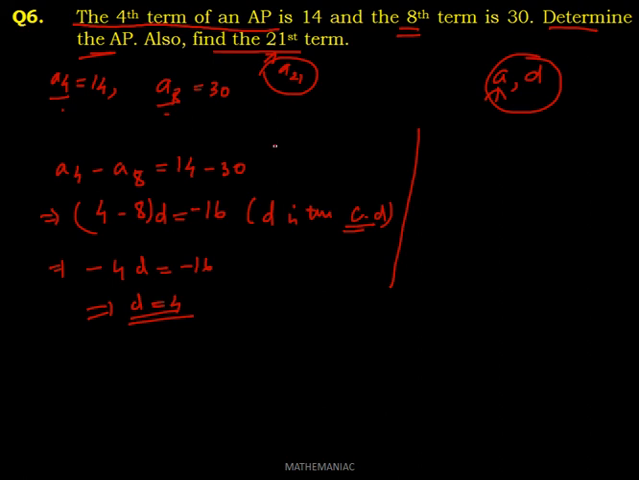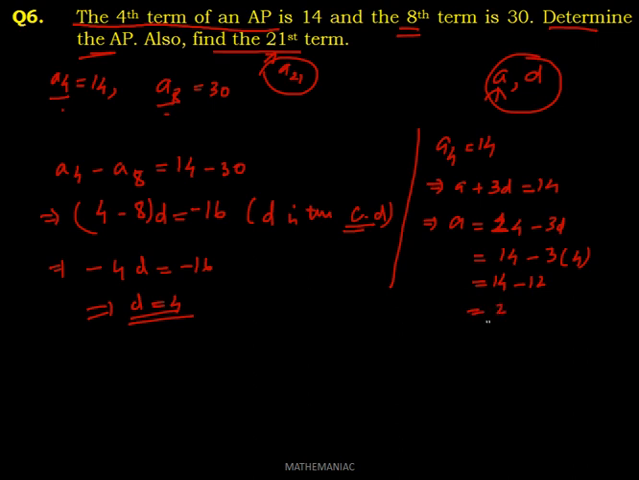So for finding a, I can use any one of these which you feel to be smaller. Okay, a4 seems to be smaller, right? So it is a plus 3d. Can you recall why a plus 3d? Now you find what is a equal to, that is 14 minus 3d. This is 14. 3d means what? 12. 14 minus 12, that gives you 2. You got a equal to 2, d equal to 4.